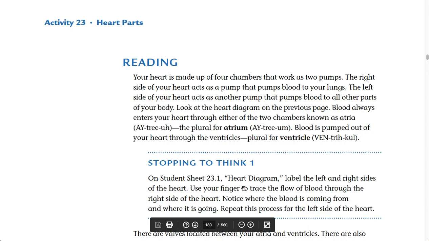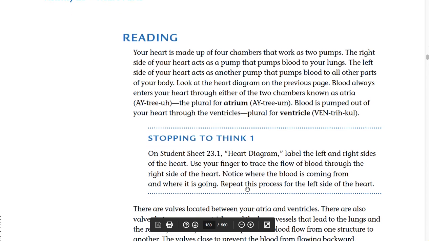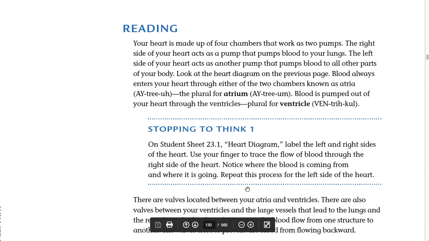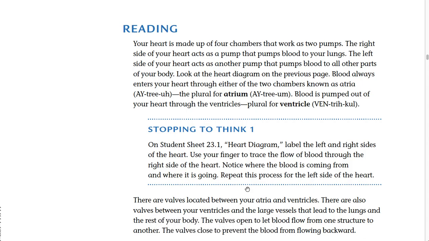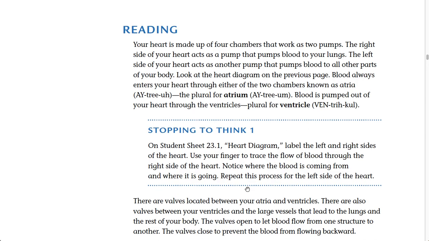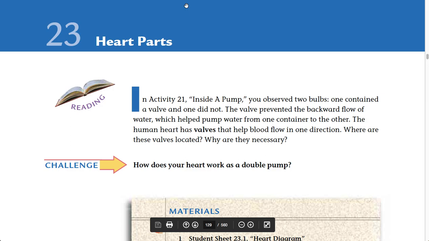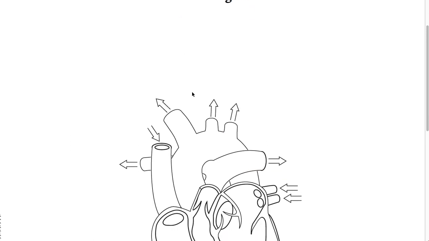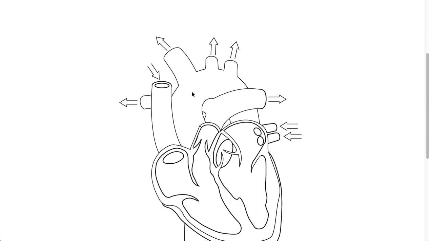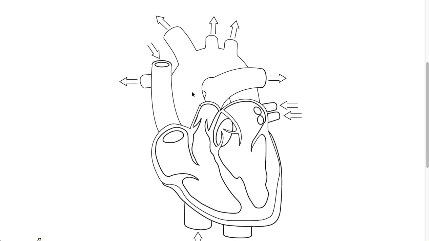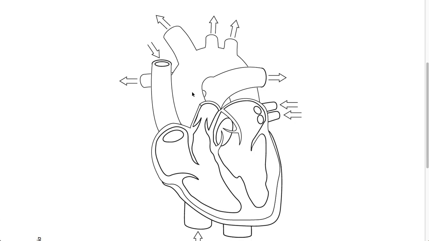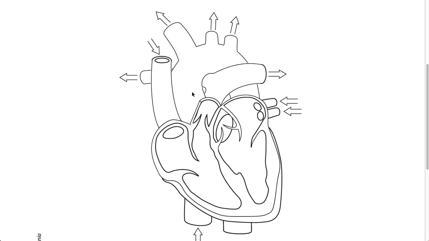All right, stop to think question number 1. On student sheet 23.1, heart diagram, label the left and right sides of the heart. Use your finger to trace the flow of blood through the right side of the heart. Notice where the blood is coming from and where it is going. Repeat this process for the left side of the heart. So your student sheet here is where you should be diagramming and coloring in these stop and think questions, okay?